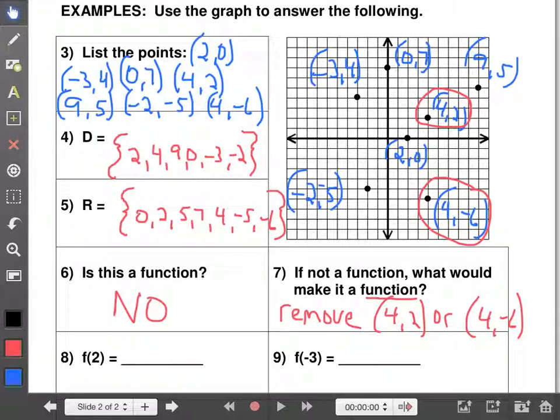Okay, so now let's go on. Make sure this is all in your notes. Make sure you have the graph and everything in your notes. All right, let's go on to 8 and 9.